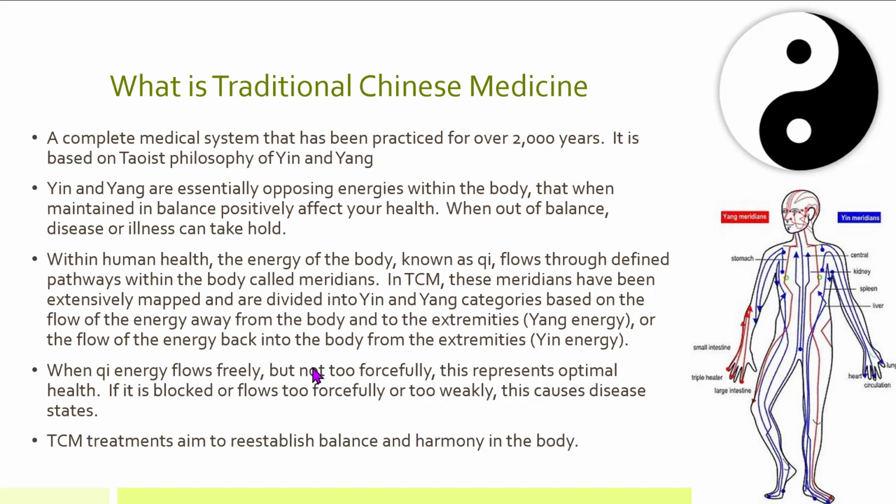So within human health then, the energy of the body in Chinese medicine is known as qi. And so the qi flows through these defined pathways within the body that are called meridians, right? So you may have seen some of the acupuncture meridians. These are the same energy meridians that are described for all of traditional Chinese medicine, but the acupuncture meridians are where you find acupuncture points for that treatment modality that's commonly used, and we'll talk about that further.